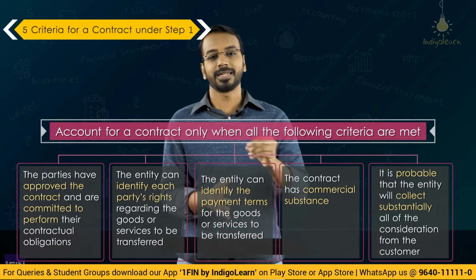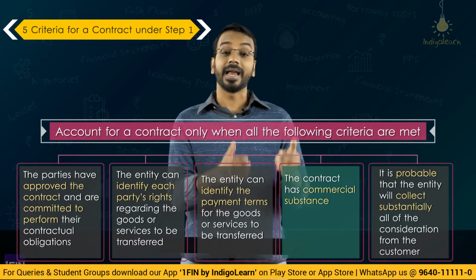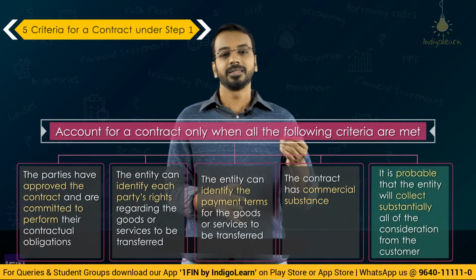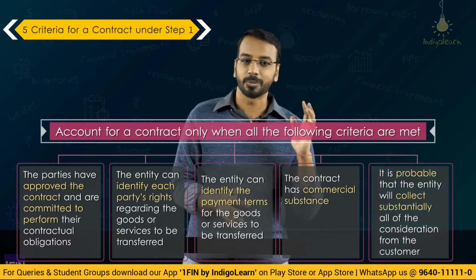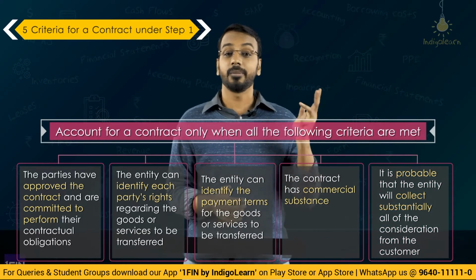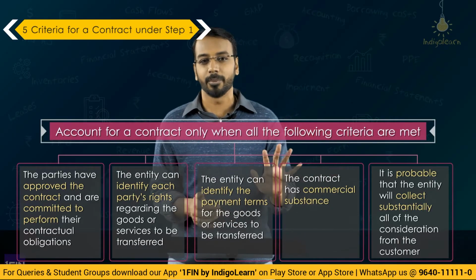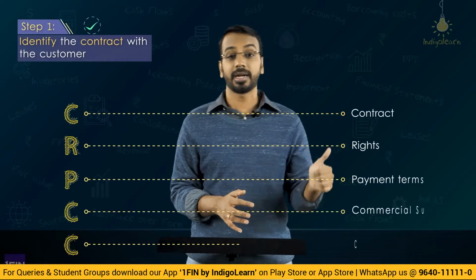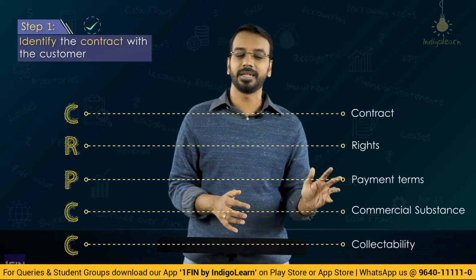The fourth one is that the contract must have commercial substance. And the last one is, it is probable that the entity will be able to collect the consideration expected from the customer. So the way to remember is contract, rights, payment, commercial substance, and collectibility. These 5 things are what you need to remember. So what you need to remember is CRPCC: contract, rights, payment terms, commercial substance, and collectibility.